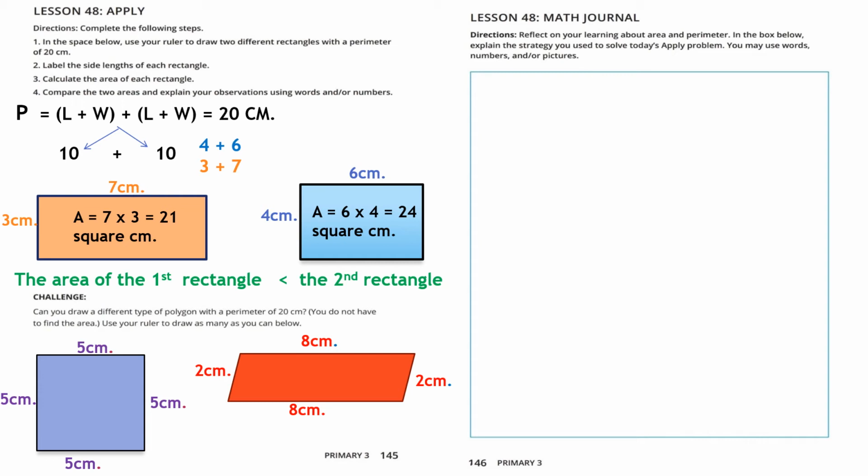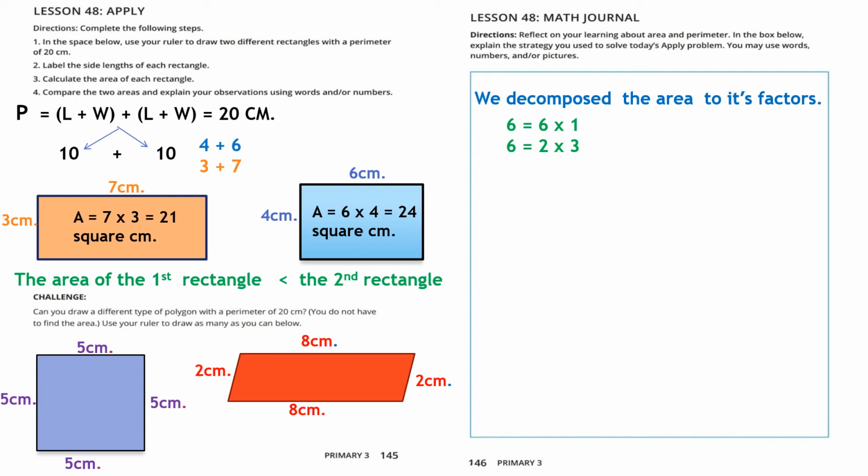Here, reflect on your learning about the area and perimeter. In the box below, explain the strategy you used to solve today's apply problems. In this problem, we decomposed the area to its factors, like we did in the previous example. If we said the area is 6, we decompose it to the factors. What times what will give me 6? 6 times 1, 2 times 3, and so on.